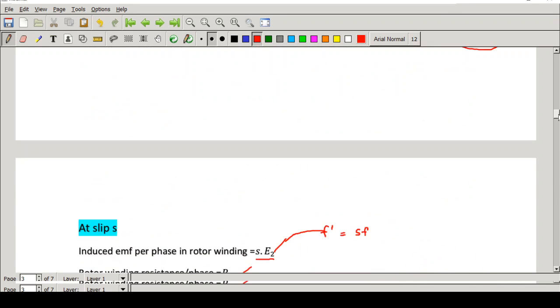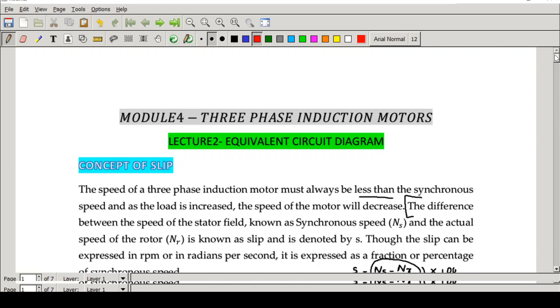So I hope you got an idea about the concept of slip, then slip frequency, and also the equivalent circuit of the three-phase induction motor.